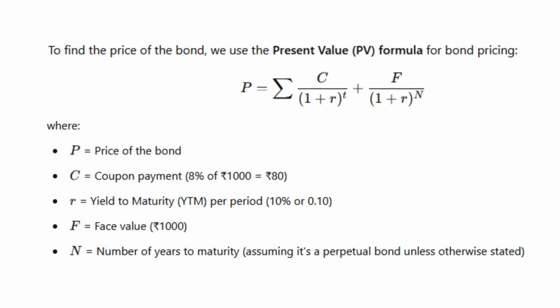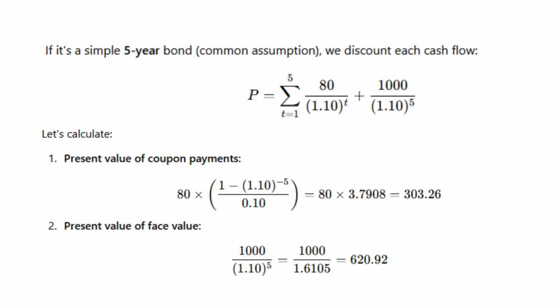N equals number of years to maturity, assuming it's a perpetual bond unless otherwise stated. If it's a simple 5-year bond, a common assumption, we discount each cash flow. P is equal to the summation from T equals 1 to 5 of 80 divided by 1.10 raised to the power of T, plus 1,000 divided by 1.10 raised to the power of 5.